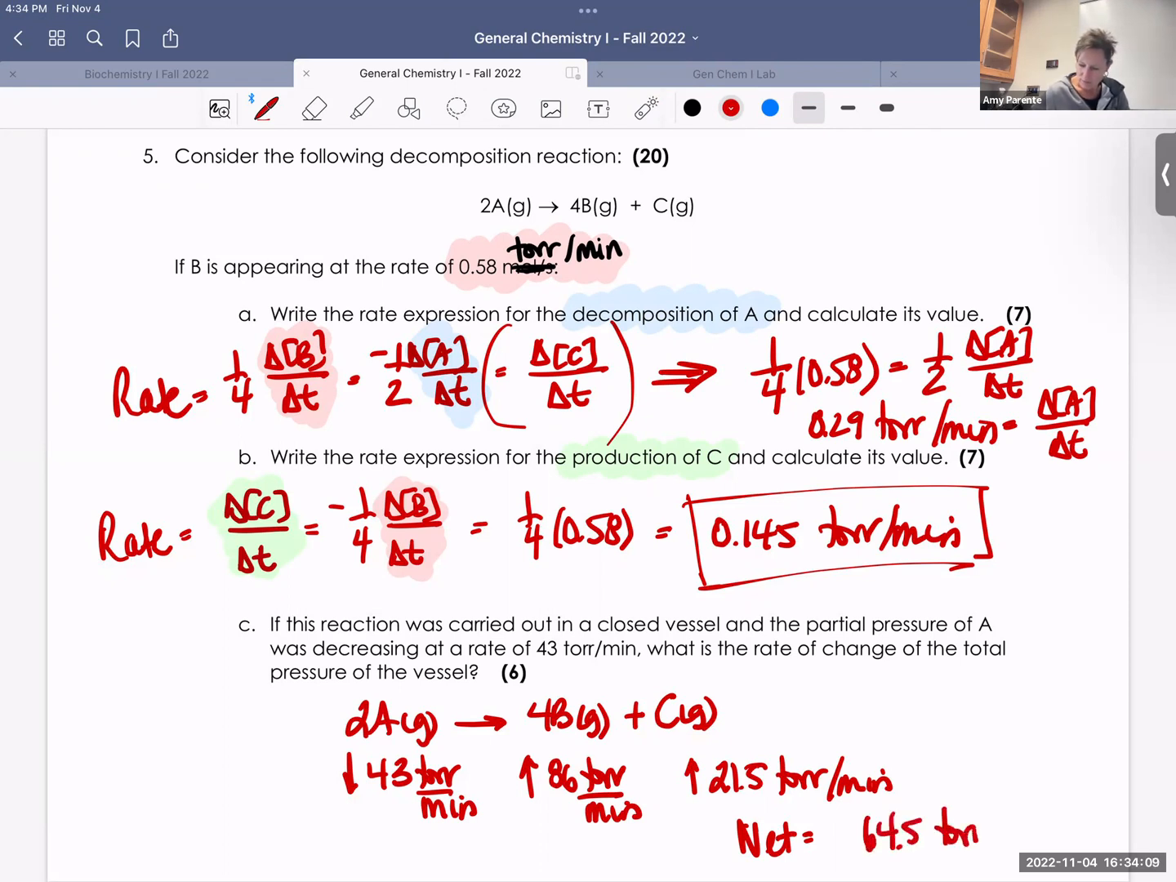torr per minute. And that's going to be increasing because we're having more gas molecules that are made than are going away. So that's consistent. That makes sense that we should have that partial pressure increasing, because the pressure of the vessel is a function of all three of those gases. And since one of them is going away and two of them are being produced, it's going to be the net sum of those.